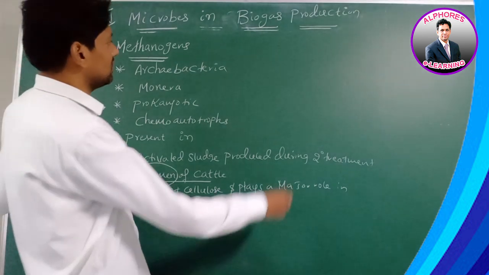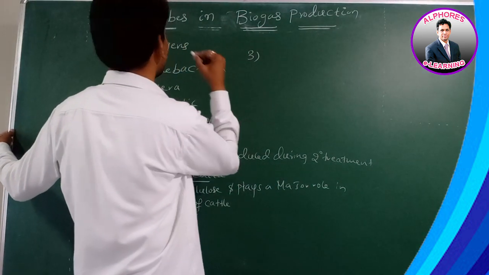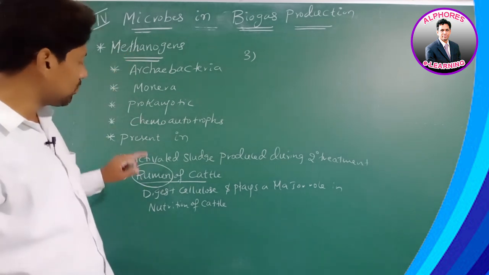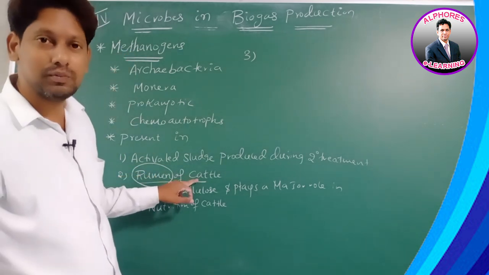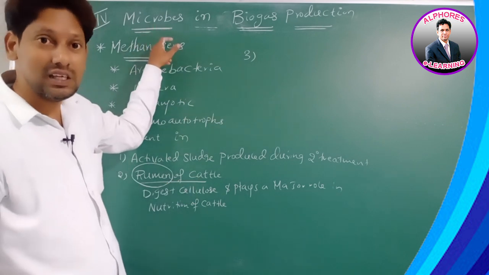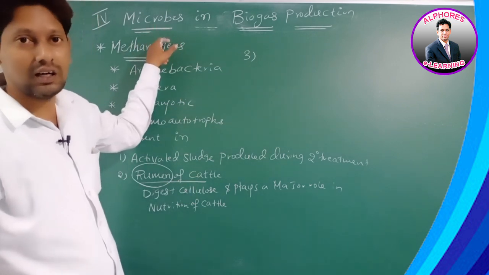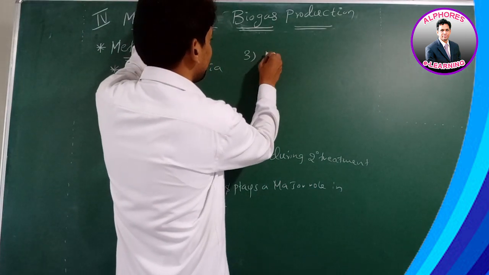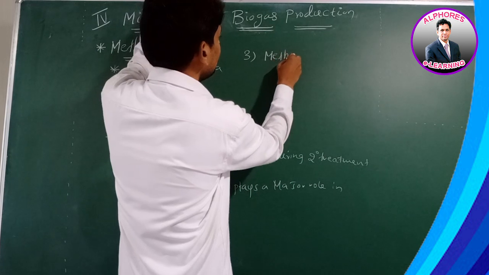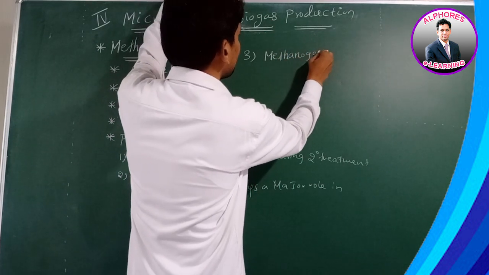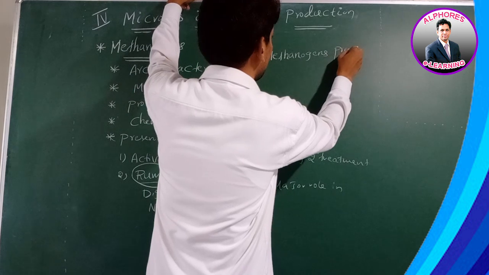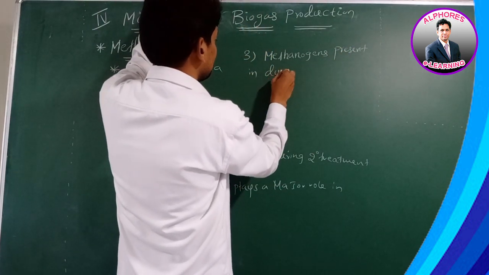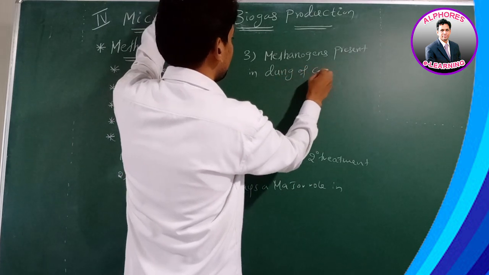Next, number 3. Where else are these methanogens present? Sir, methanogens are present in the rumen of cattle. It means these methanogens are present even in the dung of cattle. Therefore, present in dung of what? Cattle. Methanogens are present in what? Dung of cattle.